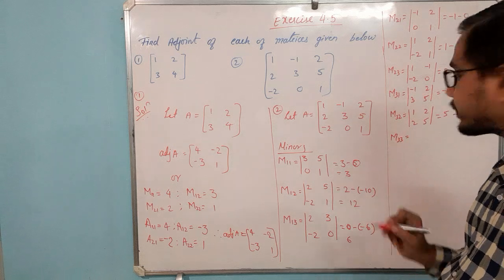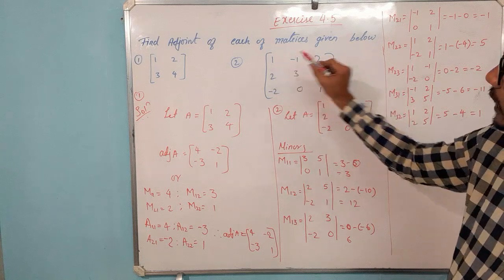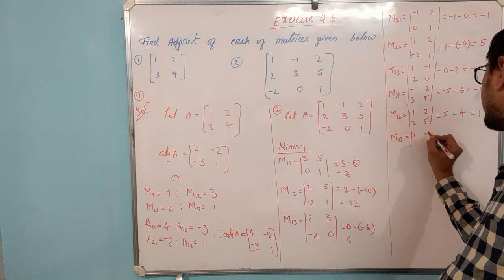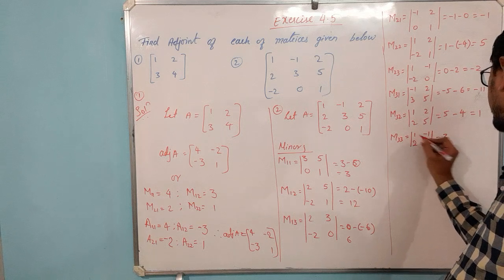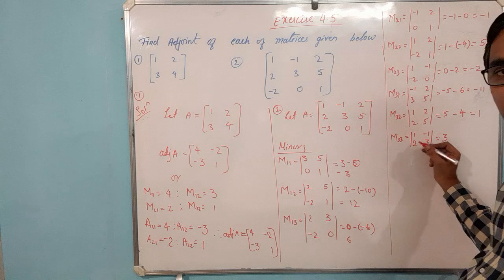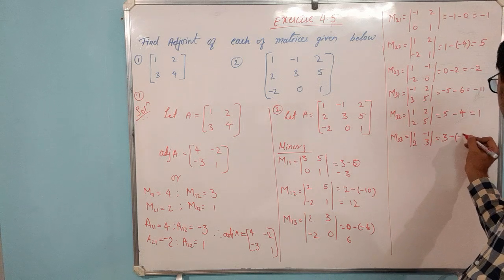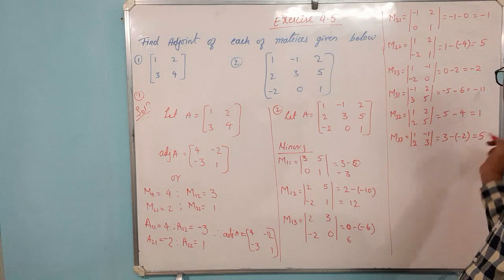Right. So what is M33? Minor of A33. Leaving the third row and third column, what is left? 1, minus 1, 2 and 3. So this is 1 into 3 is 3, minus 2 into minus 1, which is minus 2. So this is 3 plus 2, which is 5.